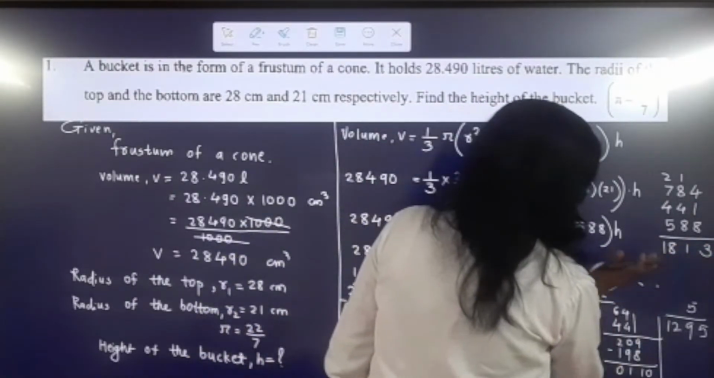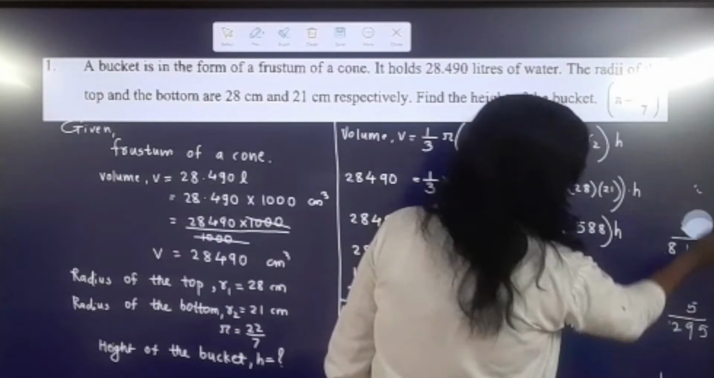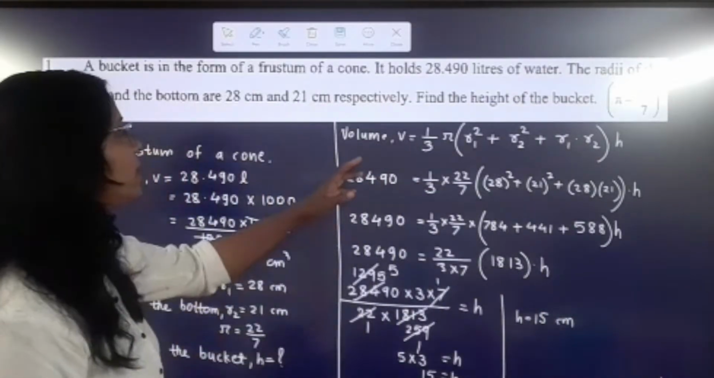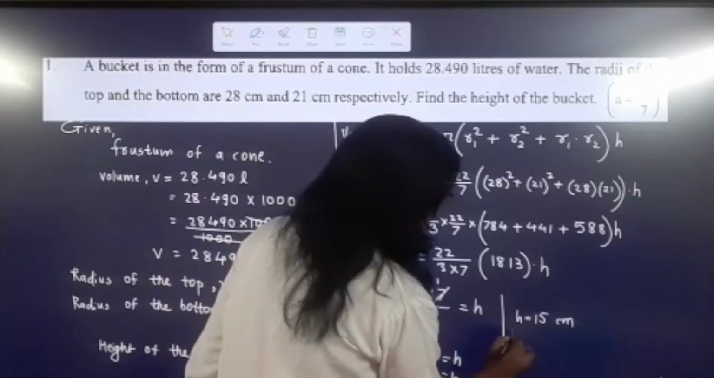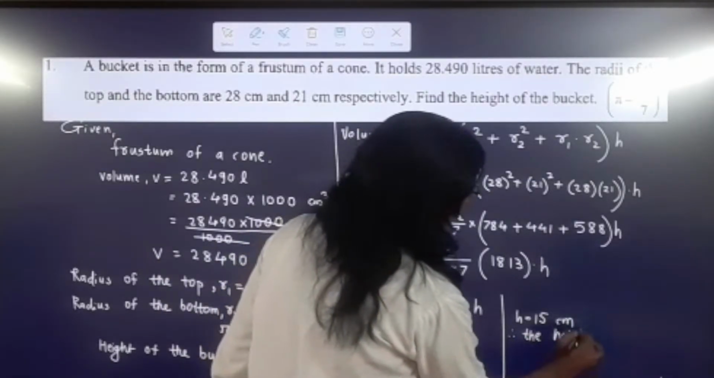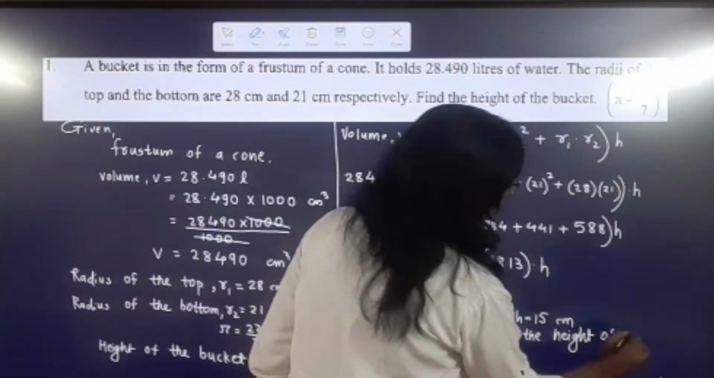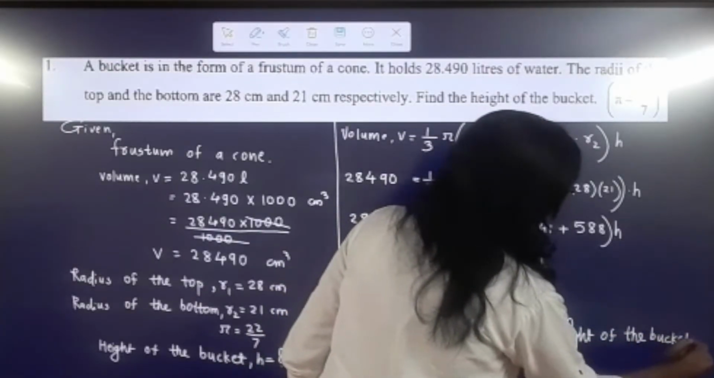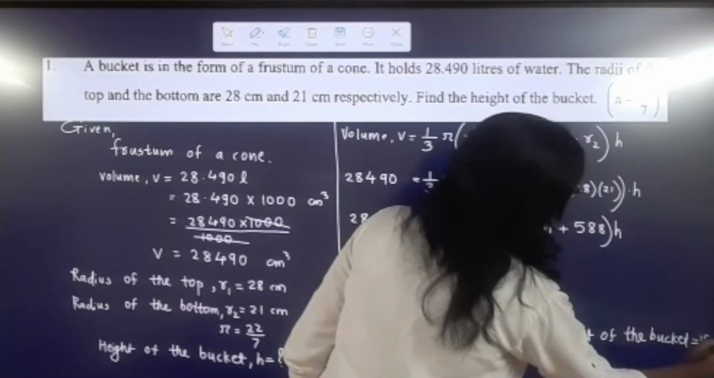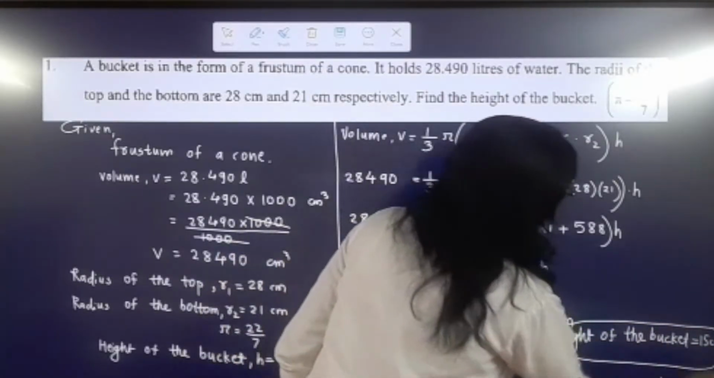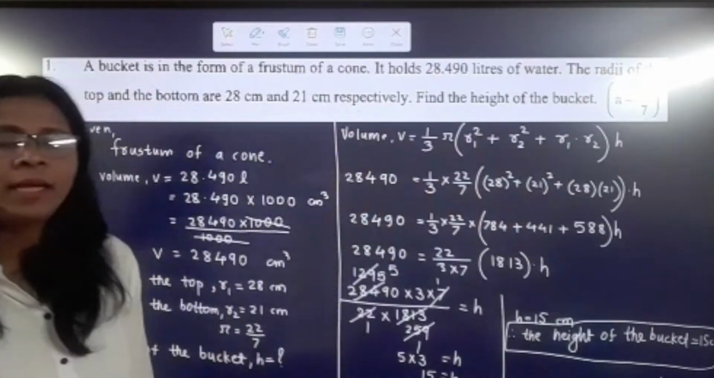Okay students. So finally we write down the answer, the statement, and the statement is that, students, the height of the bucket. Therefore the height of the bucket is equal to 15 centimeter. Okay students, this is the final answer.